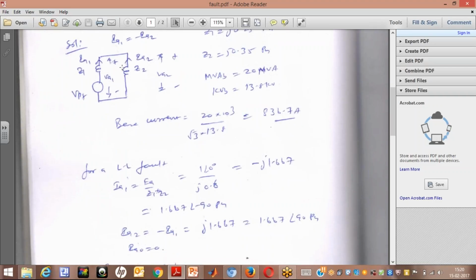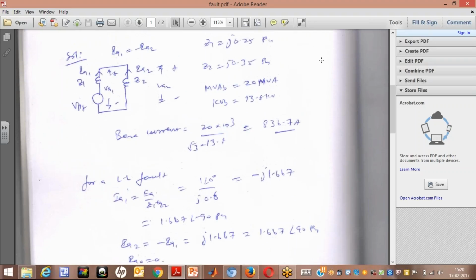You can solve either IA1 or IA2. So IA1 is nothing but EA divided by Z1 plus Z2. EA or VPF, both are same. Its magnitude is 1 at an angle of 0. And if you add Z1 and Z2, where Z1 is 0.25 and Z2 is 0.35, so total it will be J0.6.